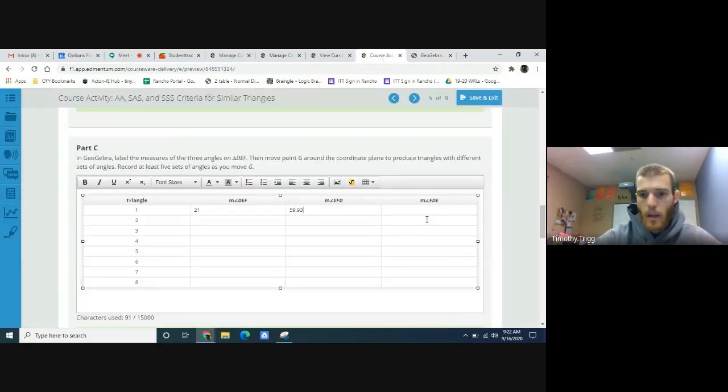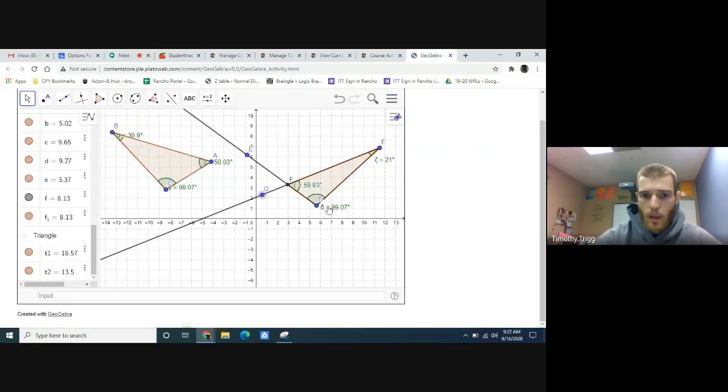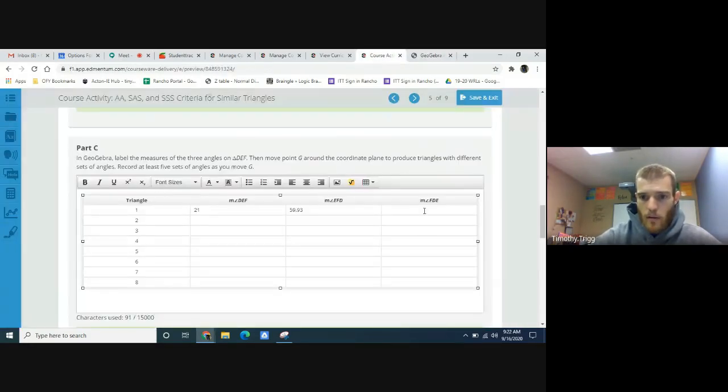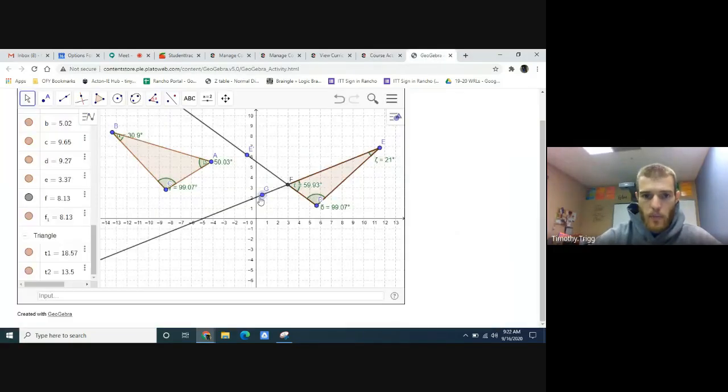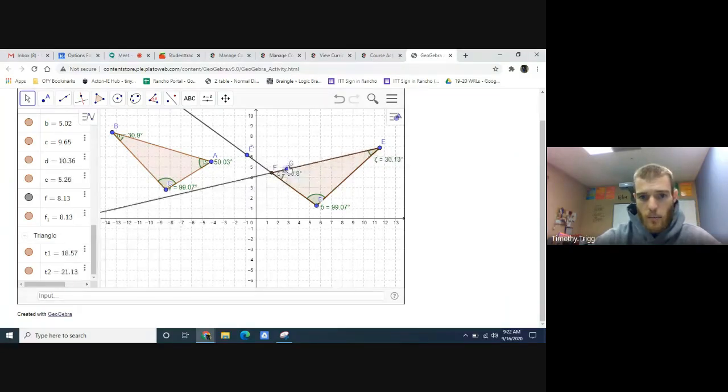59.93. And this one, 99.07. This one doesn't change, because if I move point G around, it's going to change two of the angle measures. But it won't change this one, angle D.